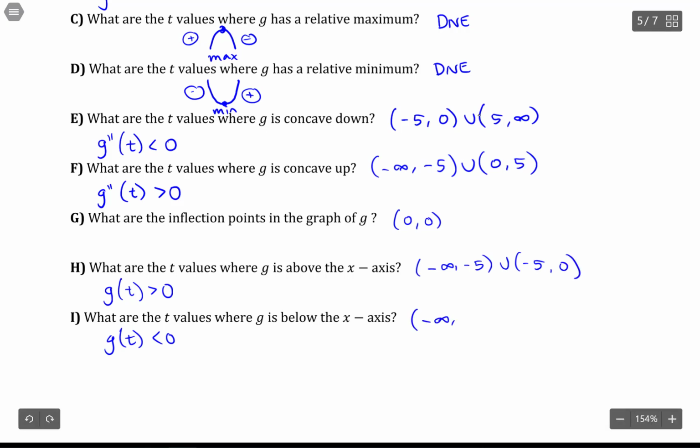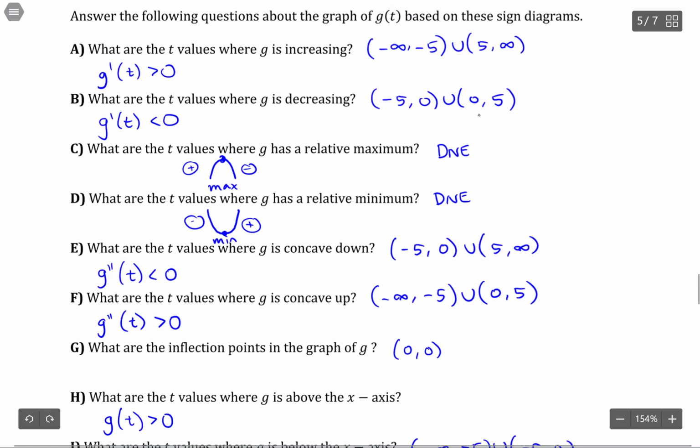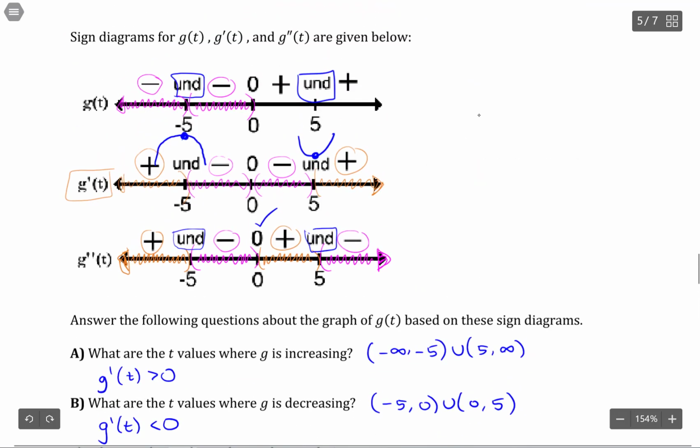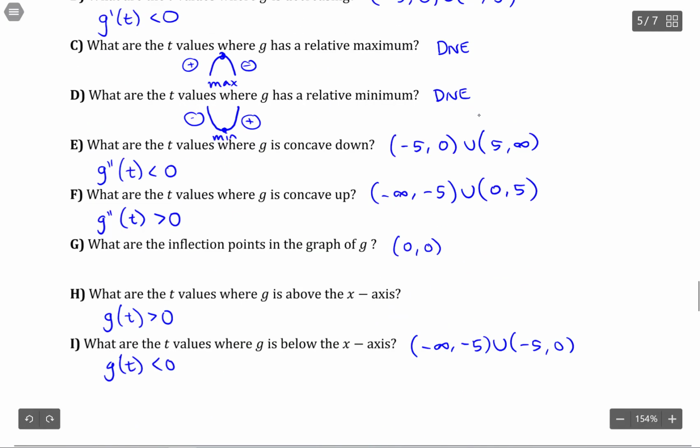This is the place where it was below the x-axis, so I got that in the wrong answer blank. Let me switch that out. All right, and then where it's above the x-axis, that's where the function itself is positive. So that's on this interval here and this interval here. So from 0 to 5 and 5 to infinity.